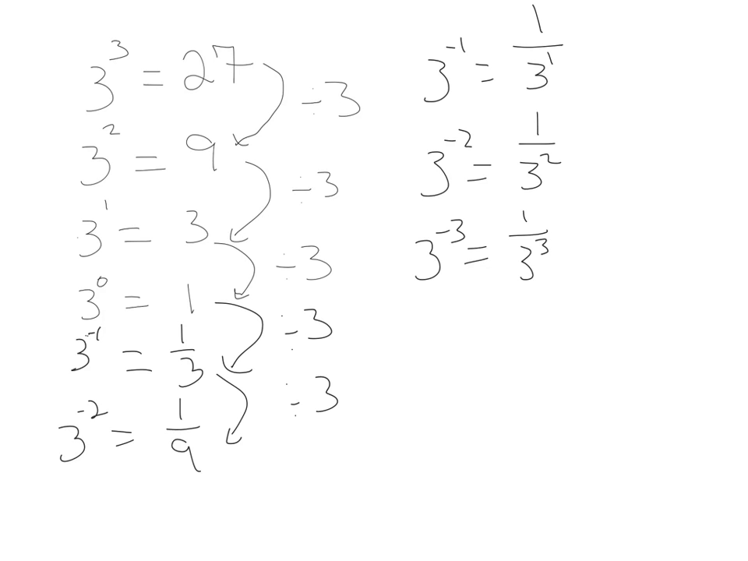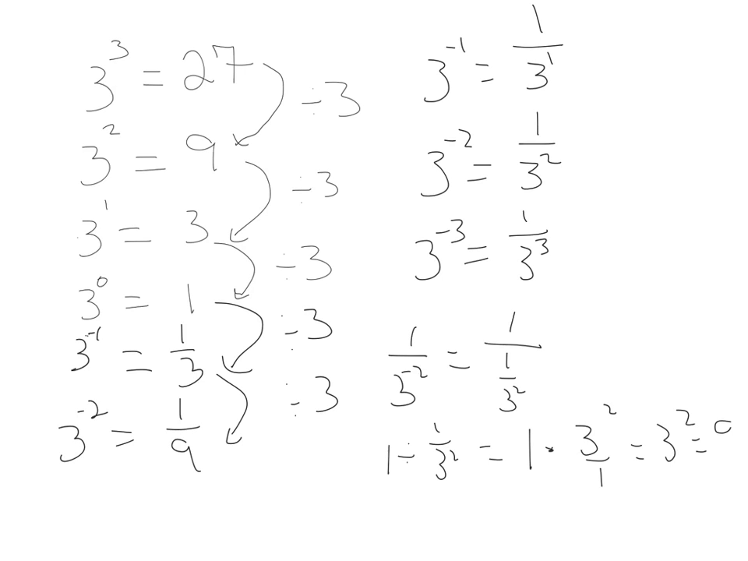So then we might wonder, well, what would 1 over 3 to the negative second power be? Well, 3 to the negative second power is like 1 over 3 squared. So I can rewrite this as 1 divided by 1 over 3 squared. And when I do division with fractions, I flip and multiply by the reciprocal. So it's 1 times 3 squared over 1, which is really just 3 squared, which is just 9.